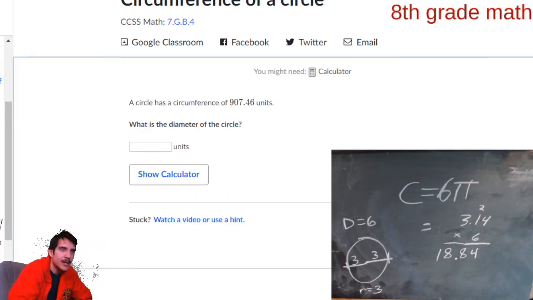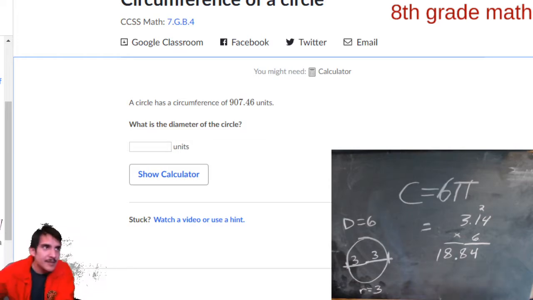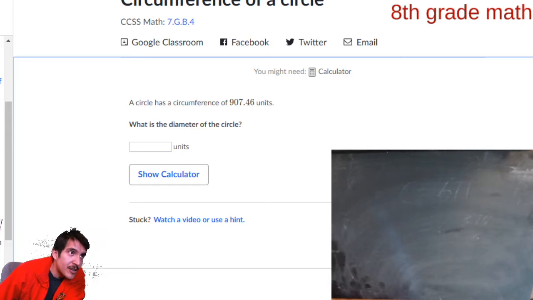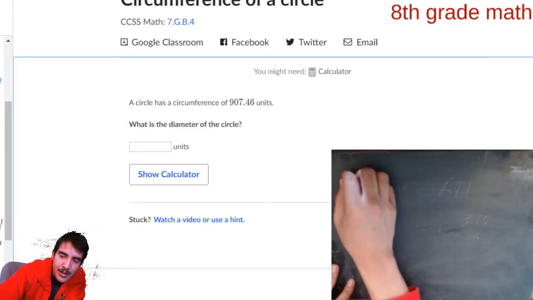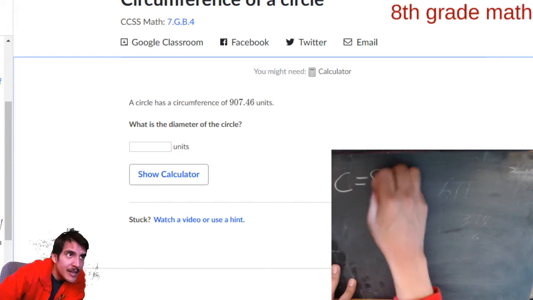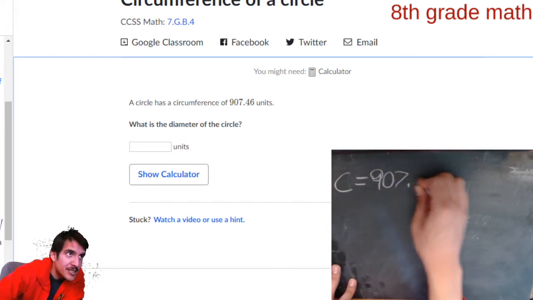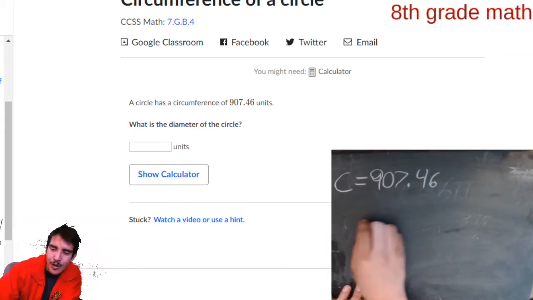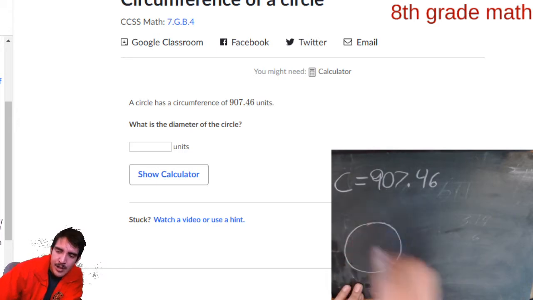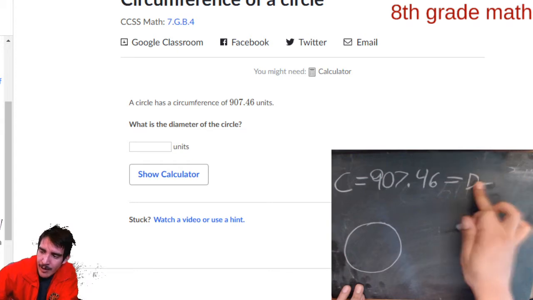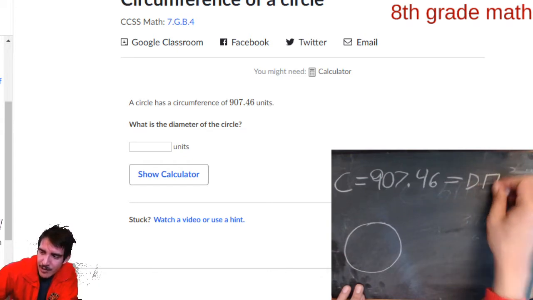Doesn't matter to me. Okay, this next type of problem was the one where we kind of had a little bit of problems. The circle has a circumference of 907.46 units. That's what the circumference of the circle they're telling us is. So if you go all the way around that circle, it will be 907 units.